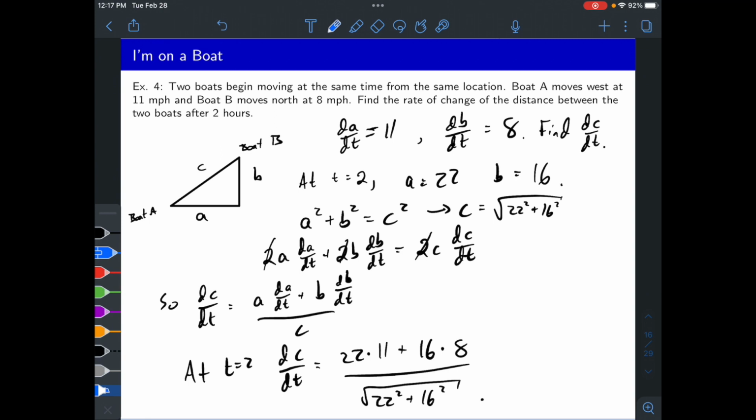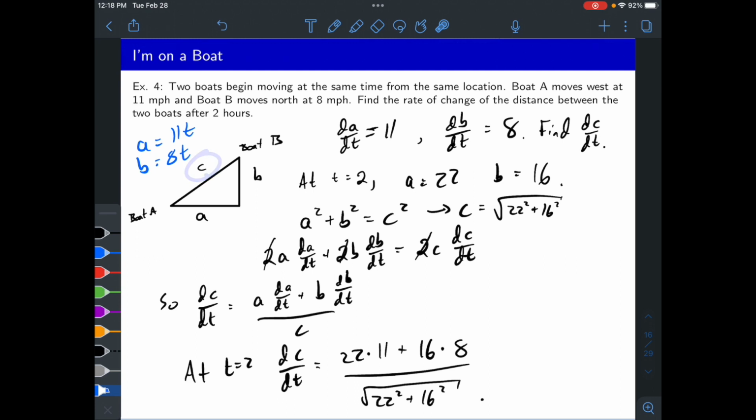So that's how you do that. I'll just quickly mention that there are, again, multiple ways of going about doing this problem. One thing that you could do is get a formula for what A and B are equal to in terms of t. So we don't really have any t's floating around in this equation, but you could say that A is equal to 11t and B is equal to 8t. And then dA/dt is still going to be 11, dB/dt is still going to be 8.